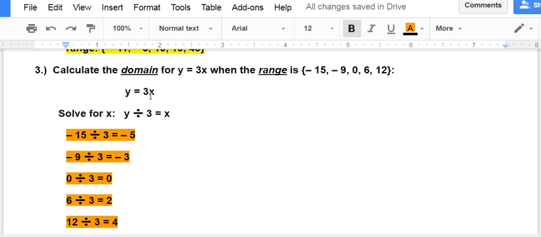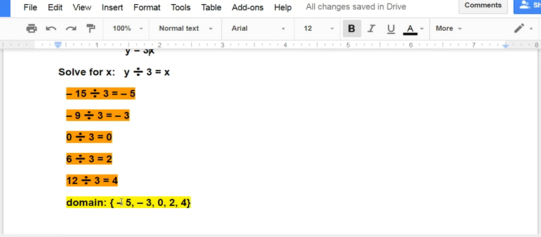true. 4 times 3 is 12. It works. 2 times 3 is 6. It works. 0 times 3 is 0. It works. -3 times 3 is -9. -5 times 3 is -15. So when we go backwards and put it into the original equation, we can see that it all checks. It works out. So our domain is -5, -3, 0, 2, and 4.